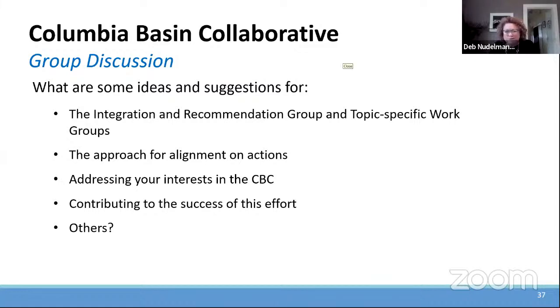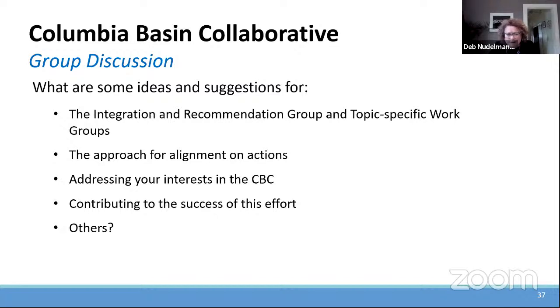Providing your thoughts on the approach for alignment on actions. So how do we help the joint interests all get represented? When you're seeking alignment, does that approach make sense? Guy walked you through a step-by-step on that, and then Jim showed you the flow between the various pieces and the different parts of the overall process. Does it seem like we're helping to address your interest in the Columbia Basin Collaborative? If so, explain why. If not, explain why. Just help open up that box about what your interests are, whether you see them represented here, and how you want to offer ideas and suggestions to contribute to the success of this effort.